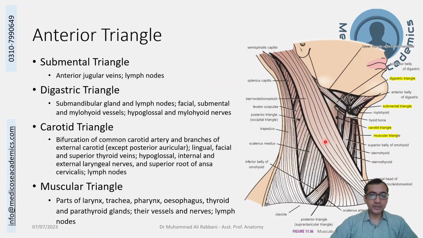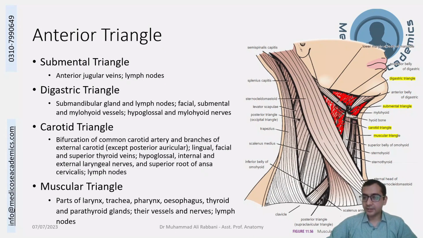So these are the contents. Before moving into the contents, let me show you this picture. If you're reading Snell, you will see this picture. Submental triangle: between the midline, hyoid bone, and the anterior belly of digastric. Submandibular triangle, digastric triangle: between the margin of the jaw, the anterior belly, and the posterior belly of digastric. Carotid triangle: present between the posterior belly of digastric, the superior belly of omohyoid, and the sternocleidomastoid.